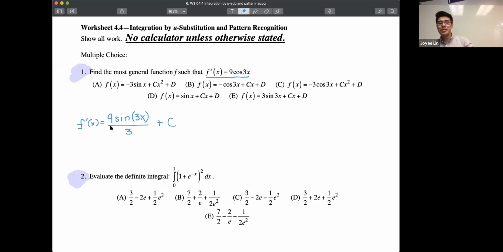Please do not forget your plus c. Now, if we want to take the integral again of that, what do we get? The integral of sine is negative cosine. This 9/3 becomes negative 3 cosine of 3x, right? We divide by 3 one more time, the reverse chain rule. When we integrate a c, it becomes cx, right? Any constant integrated takes on an x value, and then you have another constant, so we use d.